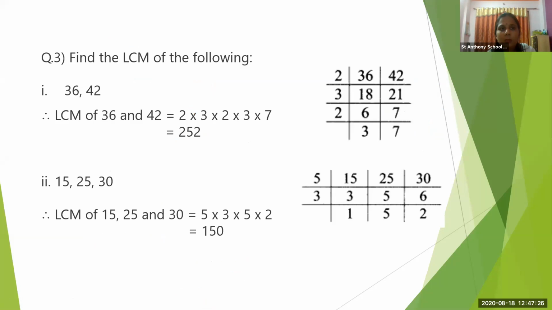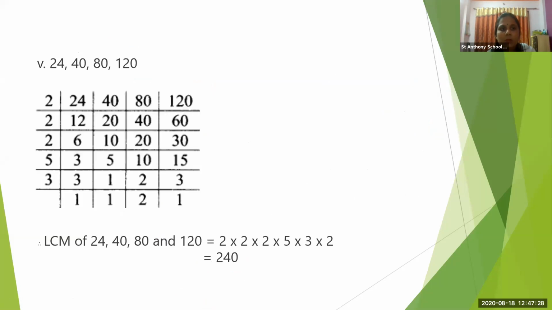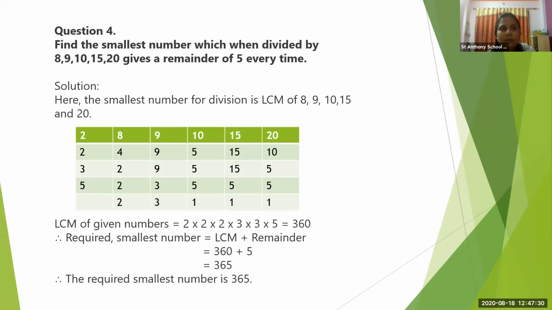Now find the LCM of the following that we have seen. Okay, how to find the LCM. Now question number 4 is, find the smallest number. Okay, so this is all about HCF and LCM.